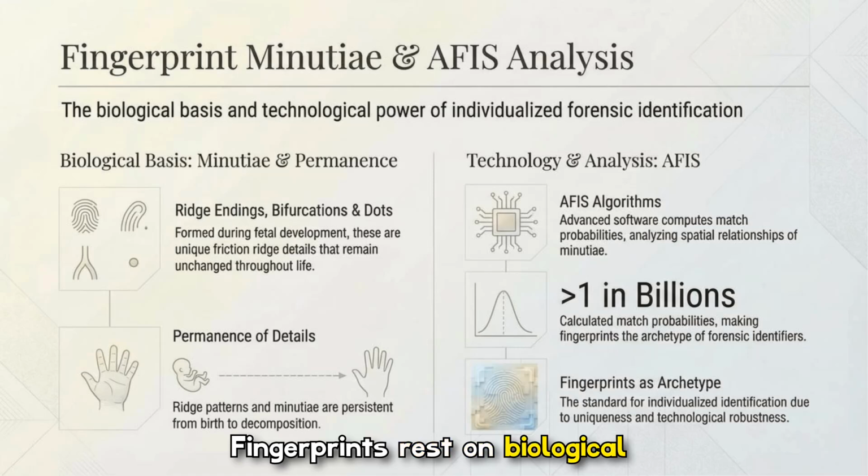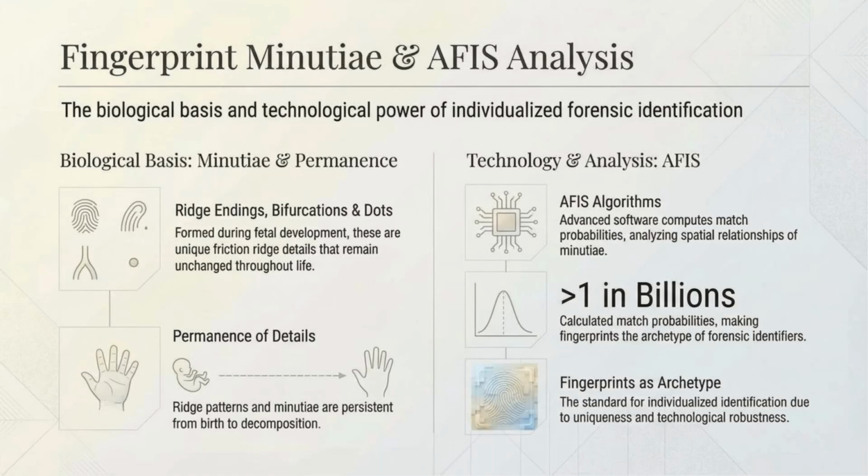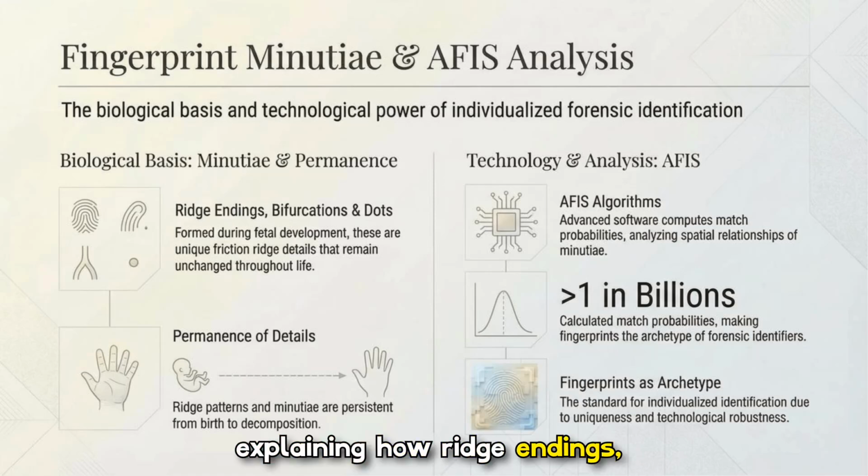Fingerprints rest on biological minutiae that develop early and remain persistent, and this slide connects that permanence to modern AFIS technology, explaining how ridge endings, bifurcations, and dots form a stable basis for automated matching and probabilistic calculations that often yield extremely low match probabilities.